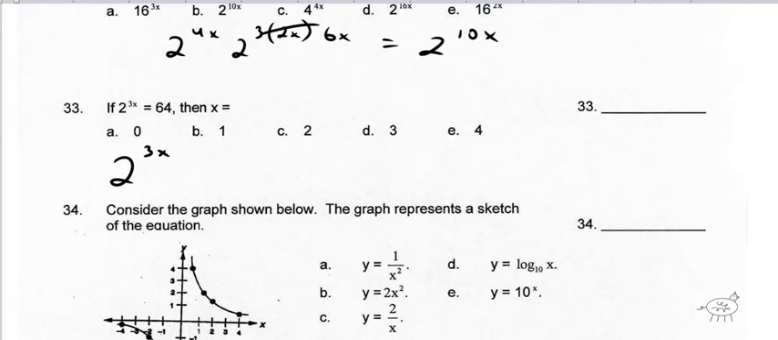Same idea. We need a common base. So 64 is actually 2 to the 6th. Once you have the same base, you can just set the exponents equal to each other. So we get C.